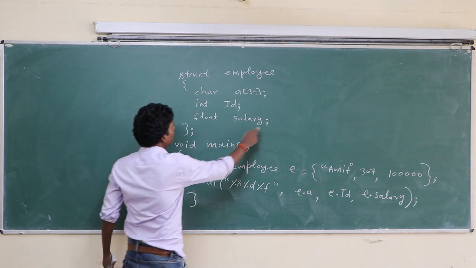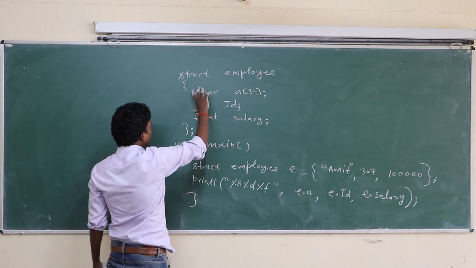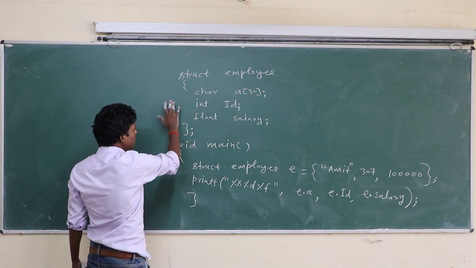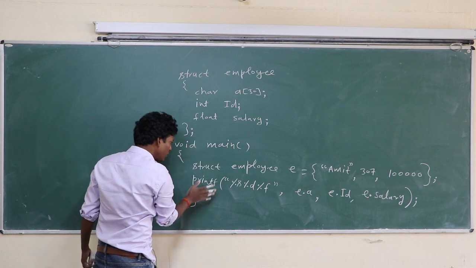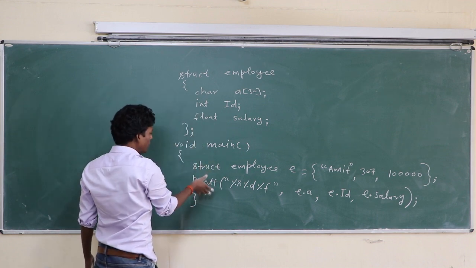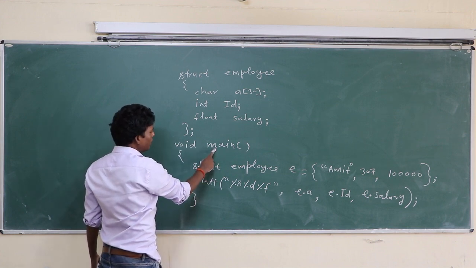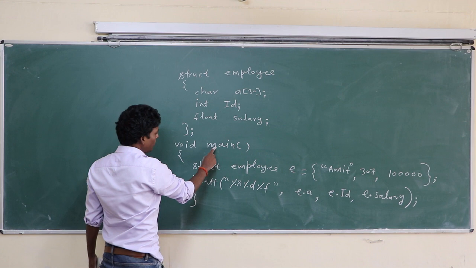Here we declare before the main. Structure is declared before the main, so it becomes global. Now it is visible for all functions in the program. Main is a function, so it can also be visible from this main function. Program execution starts from main.